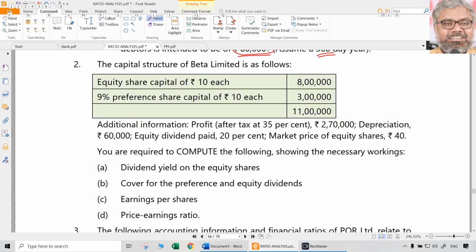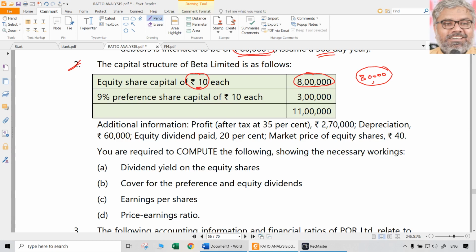Now, moving on to question number 2. The capital structure of Beta Limited is as follows. Equity share capital of 10 rupees each is 8 lakhs rupees. See, immediately, we don't have to even look at the question. Immediately our brain should process this. How many shares would have been there? Naturally, 80,000 shares would have been there when the face value is 10 rupees and total equity share capital is 8 lakhs. That has to be done automatically.